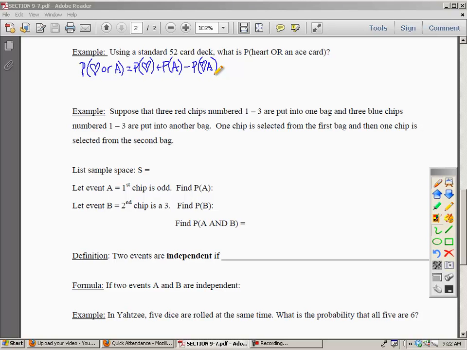Okay, so let's take a look. How many hearts in a deck? Well, 13 out of the 52 cards are hearts. There are 4 aces out of the deck of 52. But there is one card that's an ace of hearts, which we've counted in both parts. So 1 out of 52 has to be excluded. So my probability is 16 over 52. We want you to reduce that in fraction form, so 4 out of 13.